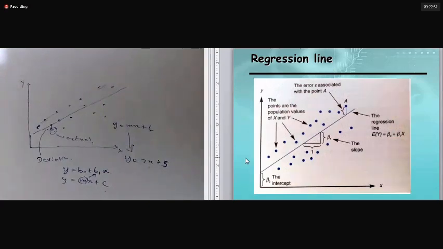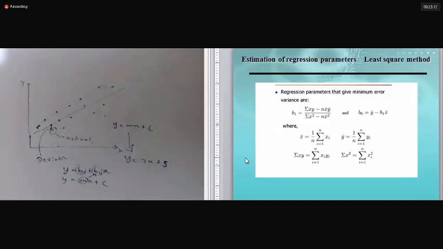The next question is how to find this b naught and this b1, so that we can draw this line to represent all the points. There is a method to do that, called the least square method. I am not going to explain the least square method here because it is a little bit advanced. It makes sure that we draw this line to minimize the square of these errors.